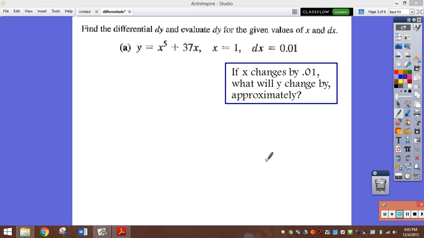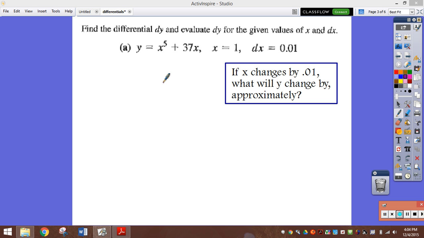So this is what your problems will look like. Find the differential dy and evaluate dy for the given values of x and dx. So they give us this equation, y equals x to the fifth plus 37x, and they tell us x equals 1 and dx equals 0.01. And so really what this is saying is if x changes by 0.01, so if my horizontal distance changes by 0.01, how much will y change? Approximately.